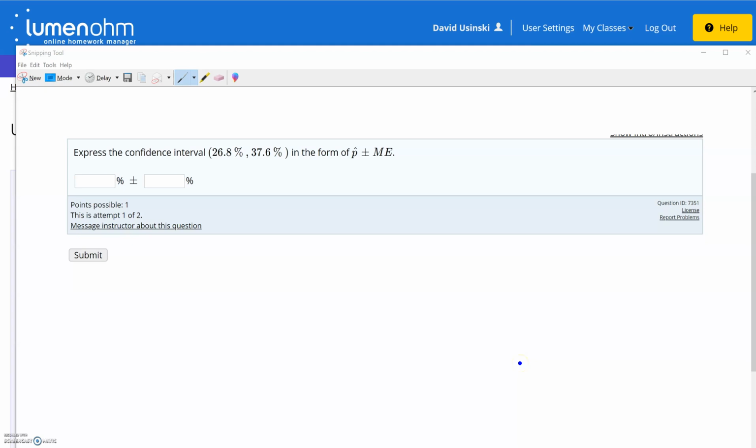For this question, we need to figure out what is going to be the center of the interval and what is going to be the margin of error. So to find p hat, because we have the upper and the lower, we're going to just use a simple average formula. The average of those two numbers will actually give me the middle. So if I add the lower plus the upper and divide by 2, that'll get me the average.